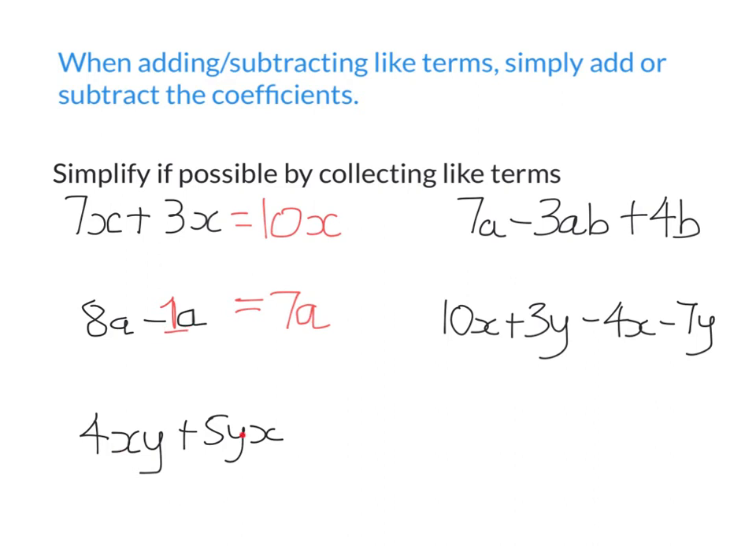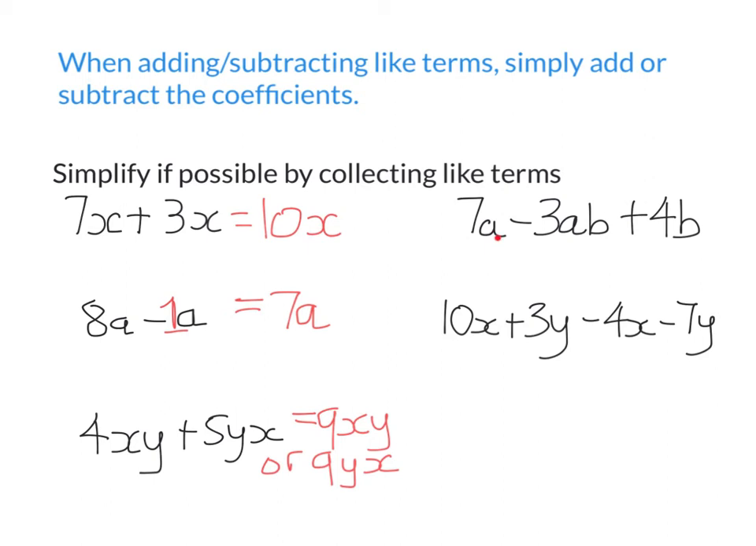All right, so these two here are like terms. They both have an x and a y. It doesn't matter that the x is written first here and second here. Remember on the previous slide, all that matters is they have the same sequence of pronumerals. They're like terms, we add them together. So 4 plus 5 is 9, and then I just write the pronumerals. It doesn't matter whether I write 9xy or 9yx, because these two things are exactly the same thing.